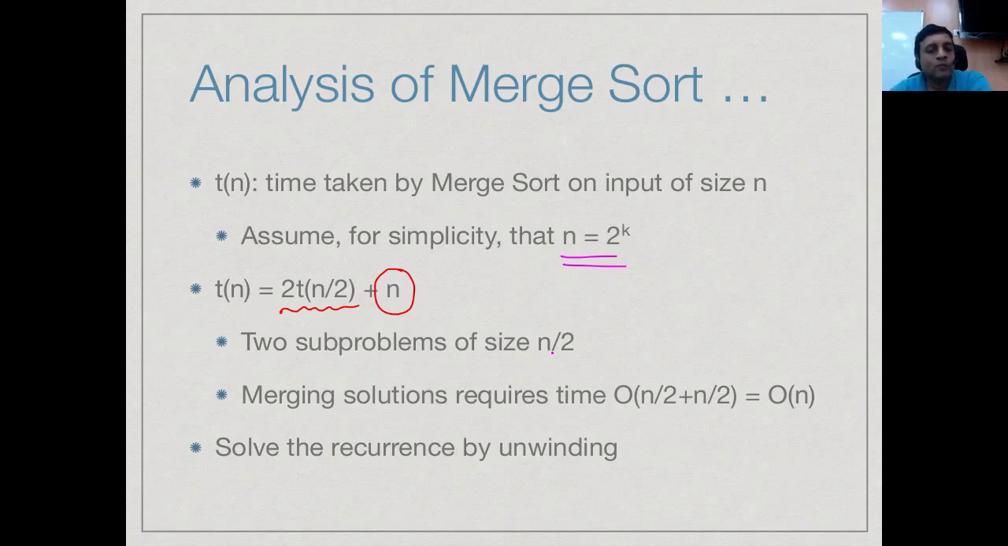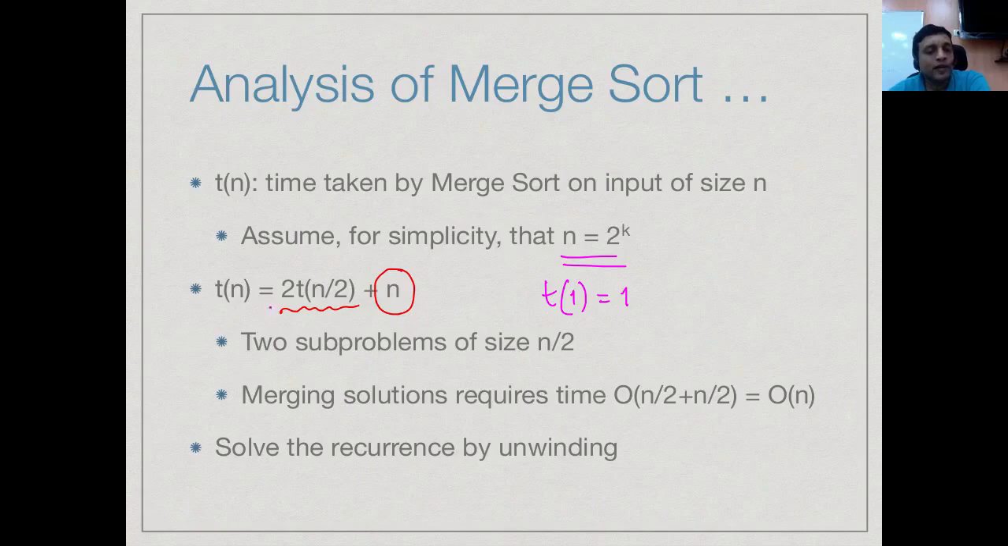So we have two problems of size n by 2, 2 times t of n by 2, and then we have a merge of n. So how do we solve something like this? Of course, we also have a base case which says that when we have only one element, it takes no time except to just check that you have only one element. So t of 1 is 1.